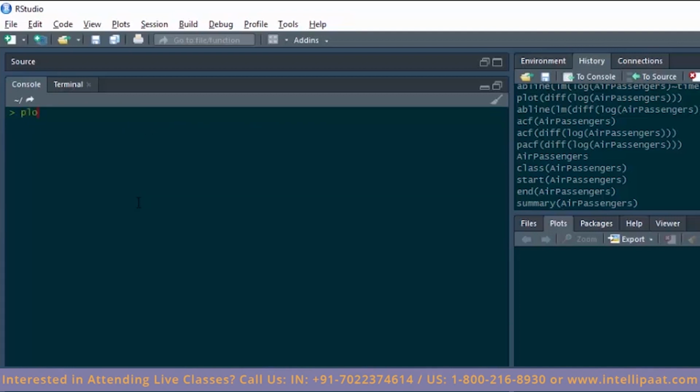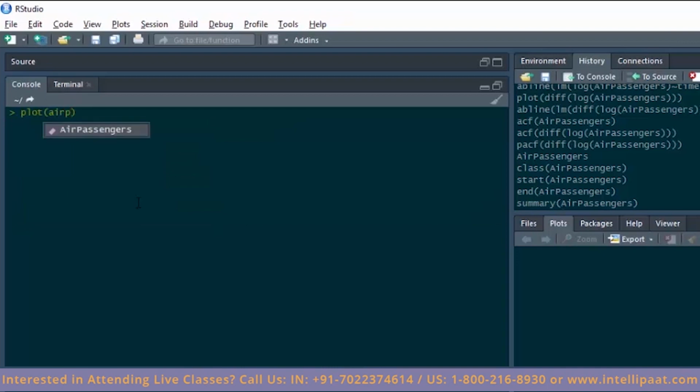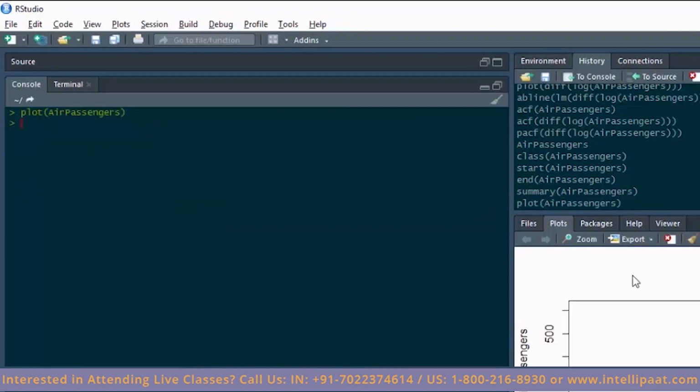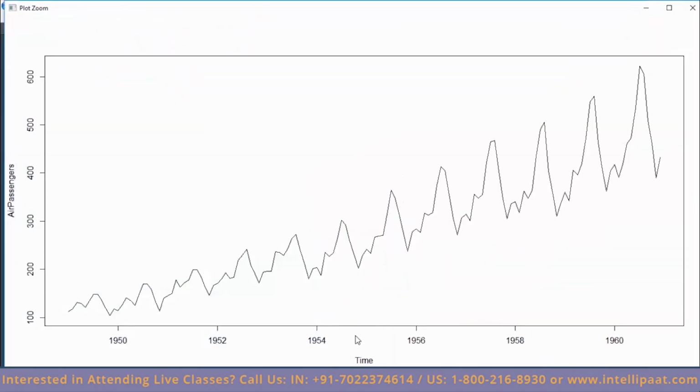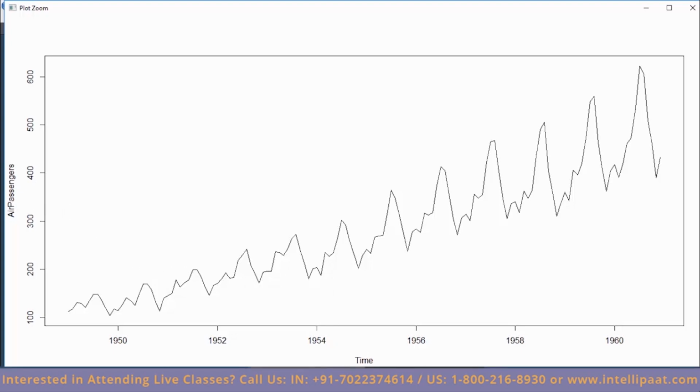Okay. Now let's also plot this. So it'll be plot of air passengers and this is what we get. So here time is mapped onto the x-axis and the number of passengers are mapped onto the y-axis. So what we see is the number of passengers increase with respect to time.